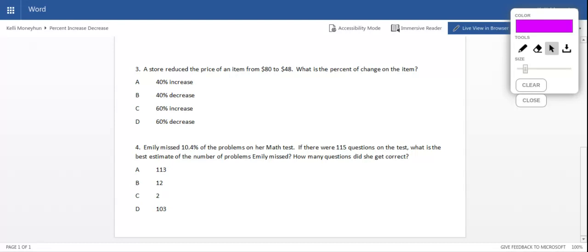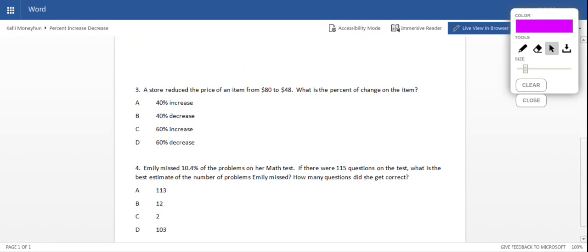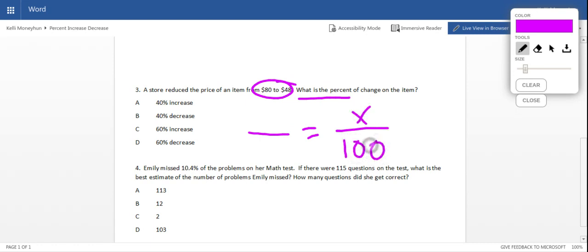All right, this next one is almost exactly the same as the one before, okay? So I'm going to help you set it up, but not too much. Okay, so it says a store reduced their price from 80 to 48. What's the percent? So I'm looking for percent. So my x is going to go with the percent. My 100 always stays in the same spot.